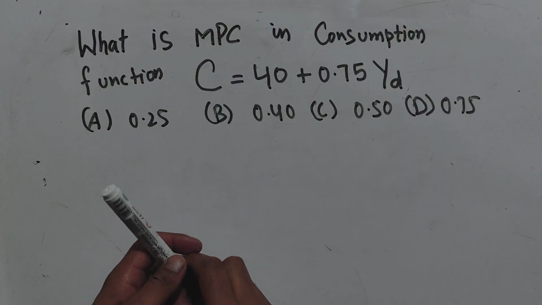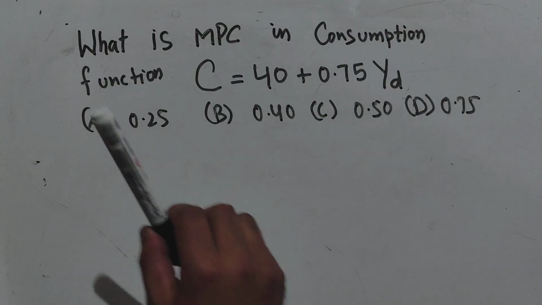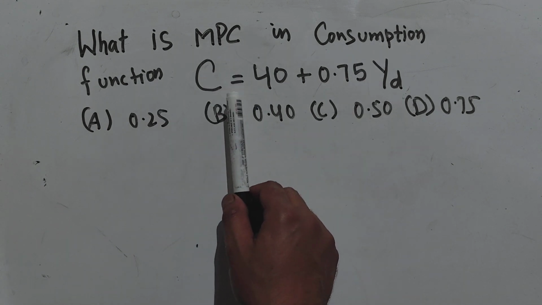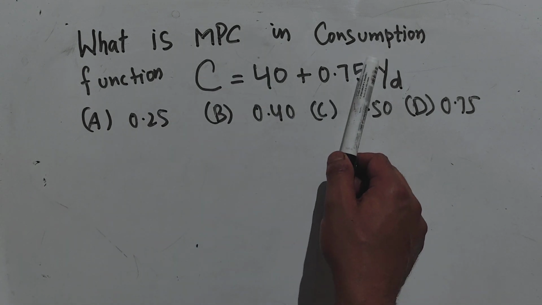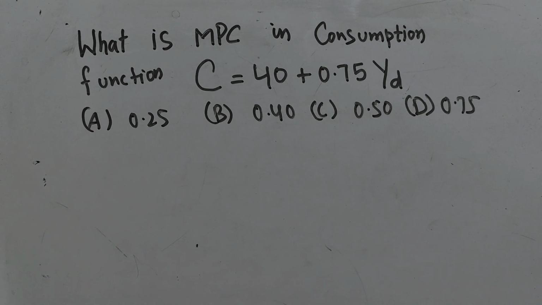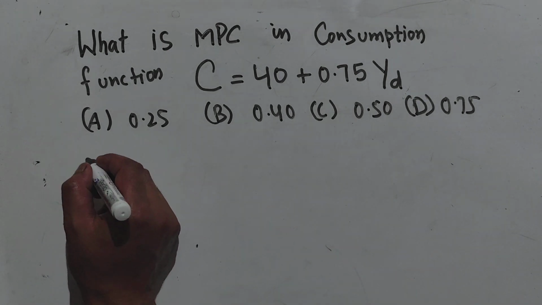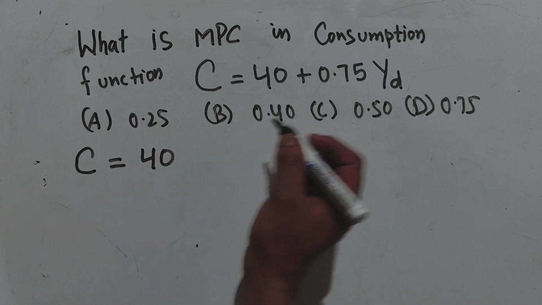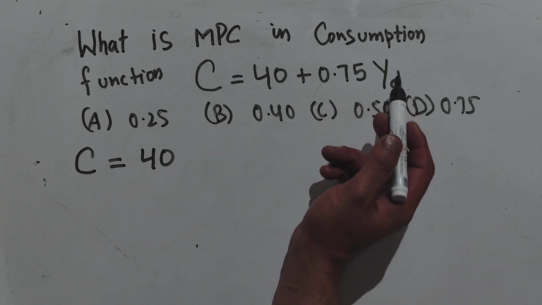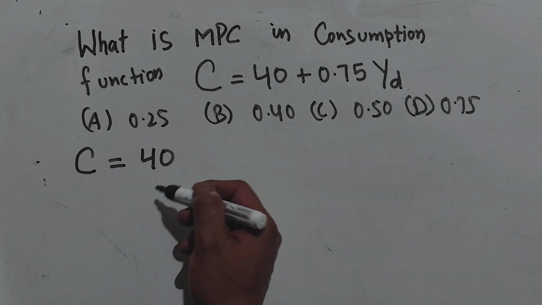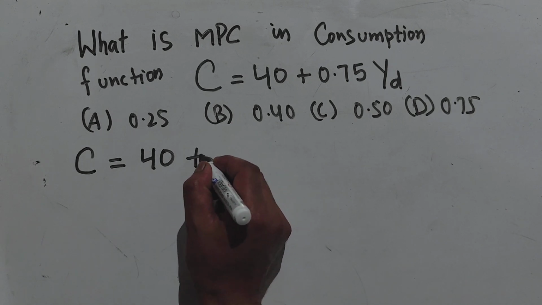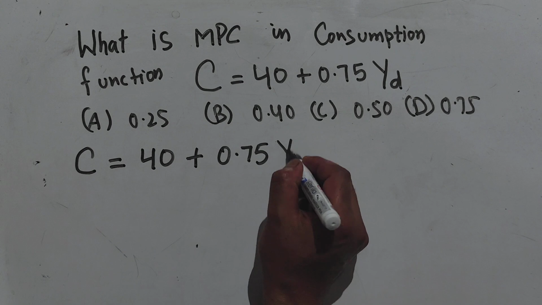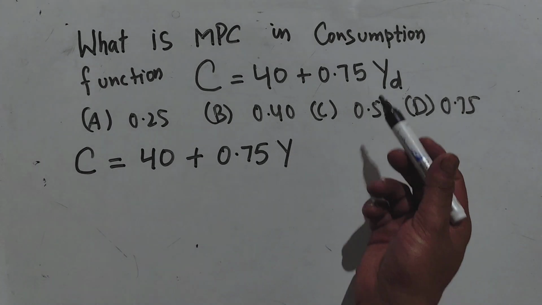The question is to find out the marginal propensity to consume. What is the marginal propensity to consume in the consumption function where C is equal to 40 plus 0.75 Y subscripted? The options are being given. We need to find out the correct option. So C denotes the consumption, which is equal to 40. So 40 is our autonomous consumption when the level of disposable income is equal to 0. Okay, so this denotes the autonomous consumption. Plus 0.75, I will talk about it, times Y. What is Y? Y is our disposable income here.